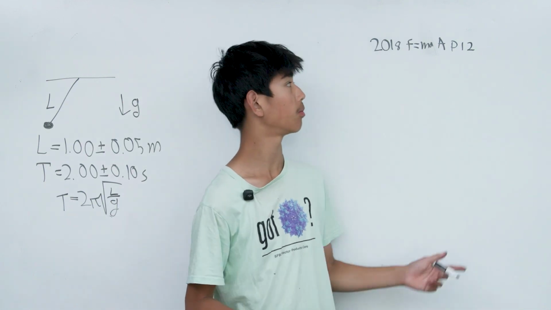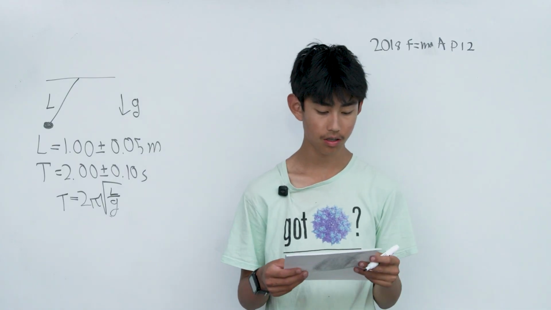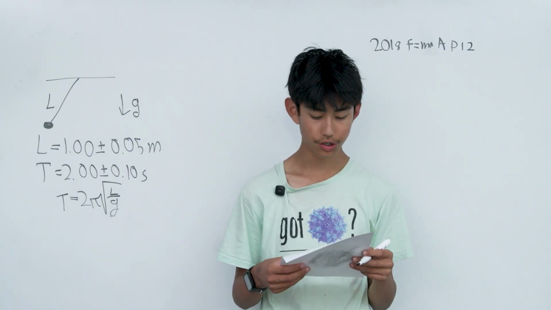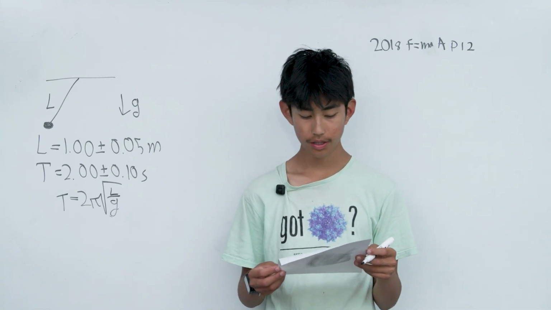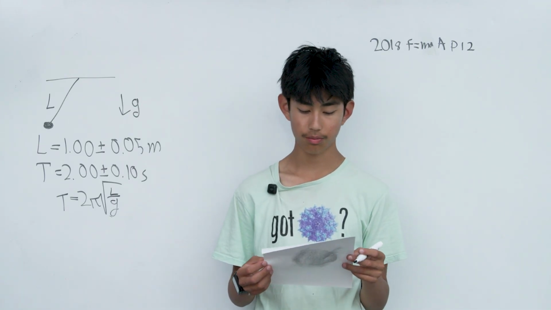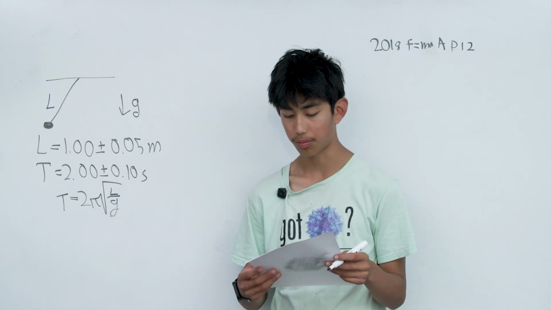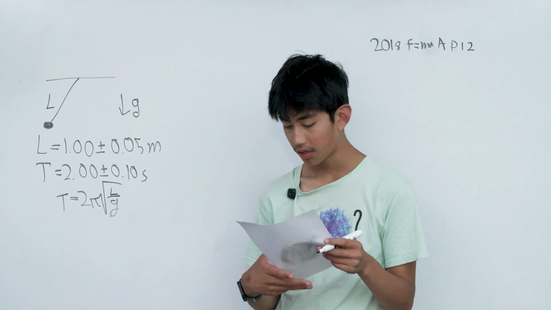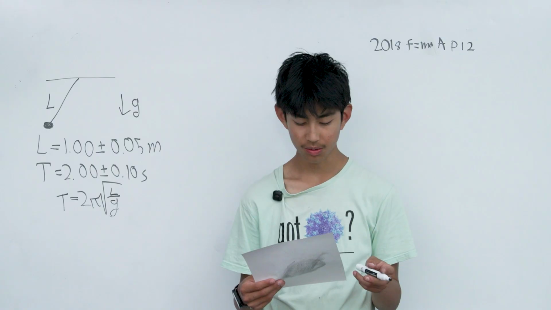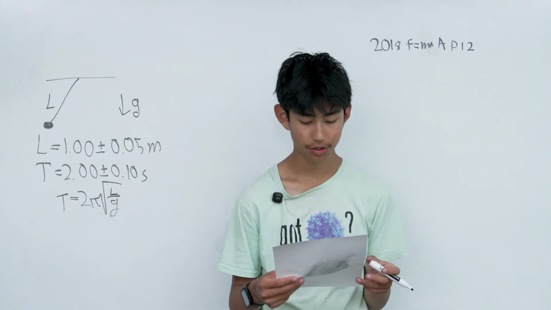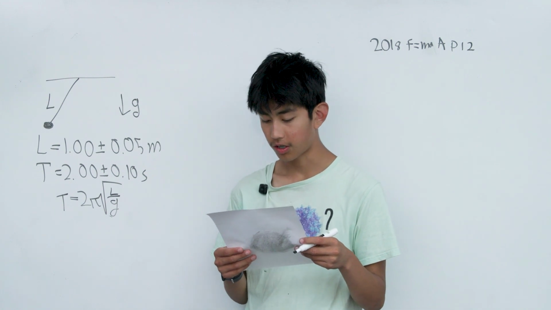We're solving problem 12 from the 2018 F equals MA exam A. A group of students wish to measure the acceleration of gravity with the simple pendulum. They take one length measurement of the pendulum to be L equals 1 plus or minus 0.05 meters. Then they measure the period of a single swing to be T equals 2 plus or minus 0.1 seconds. Assume that all uncertainties are Gaussian.